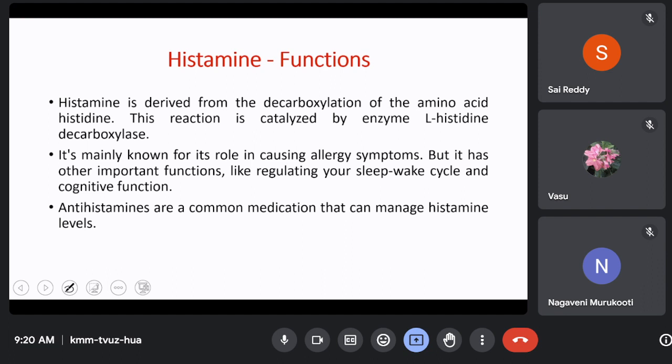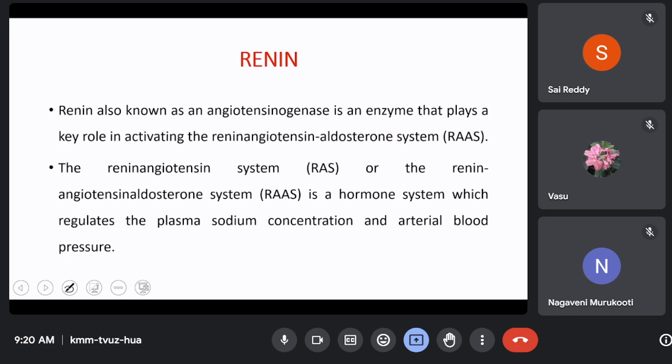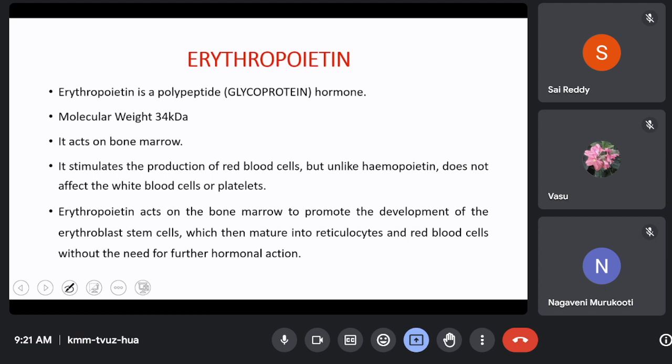And coming to the main function, histamine's main role is that when it is released, it causes allergy symptoms. That is the main function that you have to remember. And the next one is renin, and renin is said to be part of the renin, angiotensin, aldosterone system, and I'll be dealing with it when I take up the excretory system in detail. So I'm leaving it here. You can study from the PPT, and we'll discuss the renin, angiotensin, aldosterone system in detail when we deal with the excretory system. And the next one is erythropoietin.